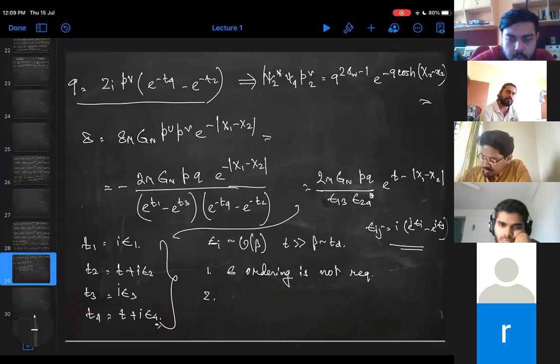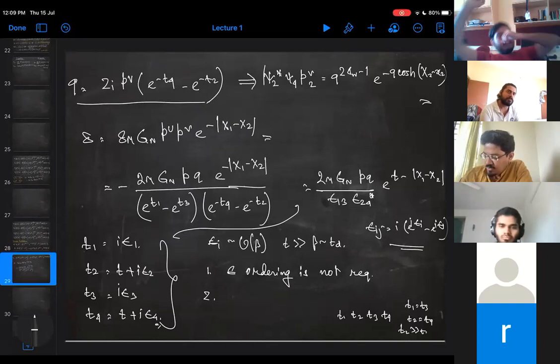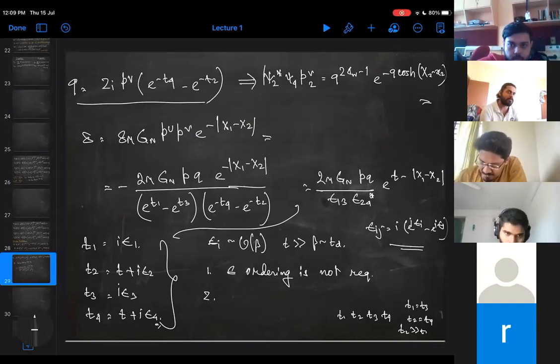For example, we started with something like T1, T2, T3, T4, and we chose T1 equal to T3, T2 equal to T4, but this T2 is much, much greater than T1. So even though we started from the out of time order thing, here we are just analytically continuing, because if you set all these epsilons to zero, then this blows up. So this is just a regulator, but at this point we don't rely on the ordering of the epsilons, which would make this an OTOC. We are explicitly working in a Lorentzian signature, which is time ordered from the get-go.